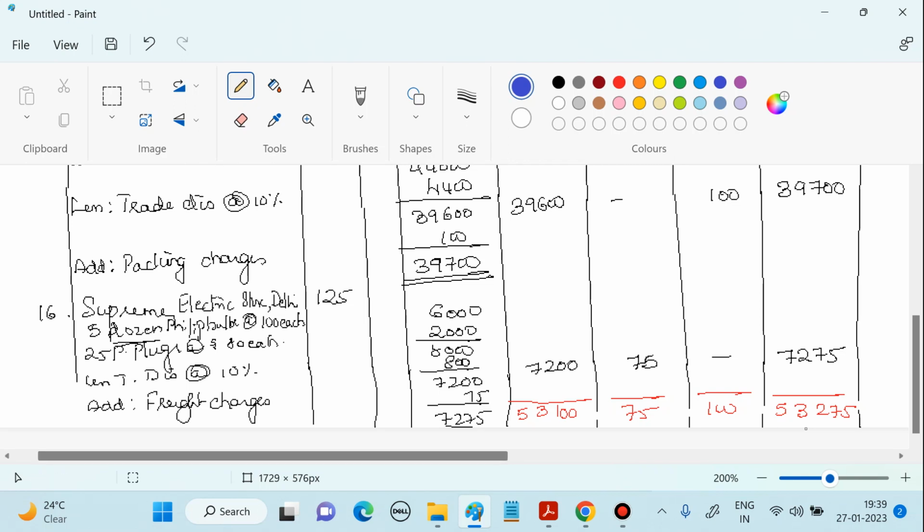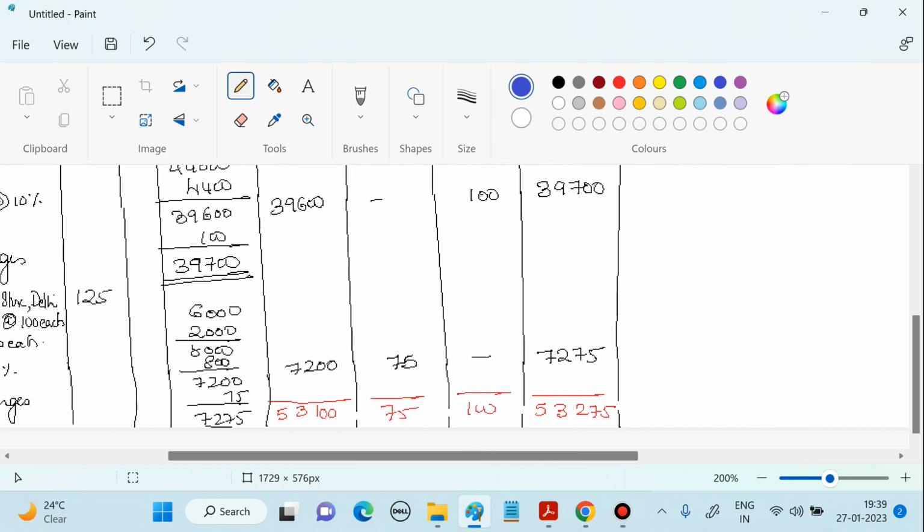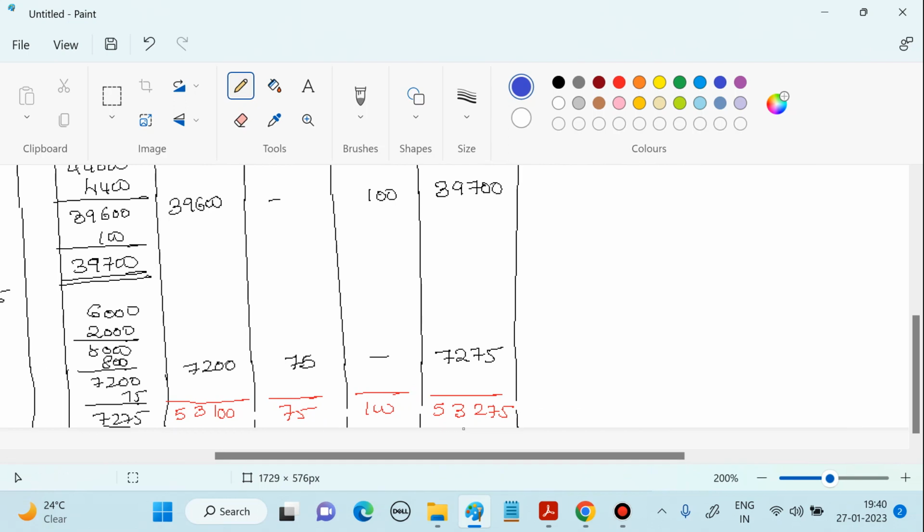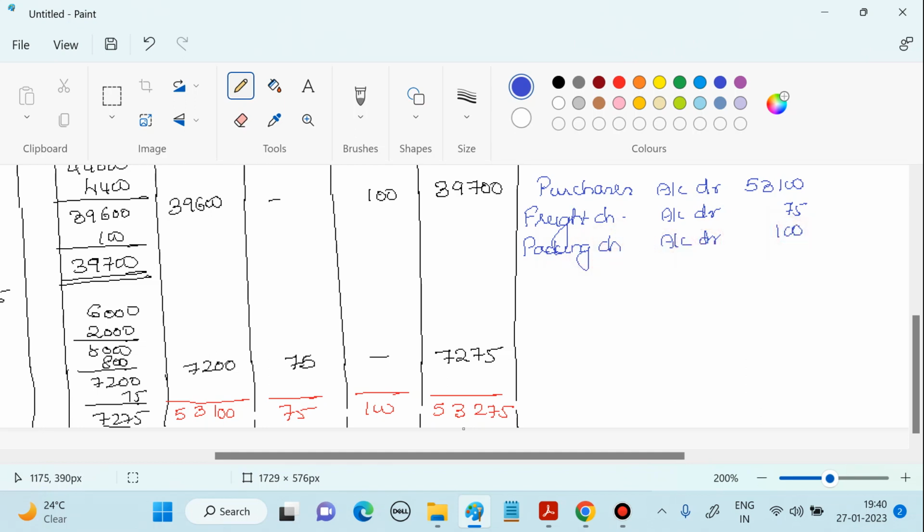So now the posting part. From the purchase book, how the posting goes. Now this total which you have of the cost, 53,100, that is the purchases. So that would be going to the debit side of your purchase account, 53,100. This 75 is your freight charges. So that would go to the debit of freight charges account. And this 100 is packing charges, which will go into packing charges account, debit side 100.